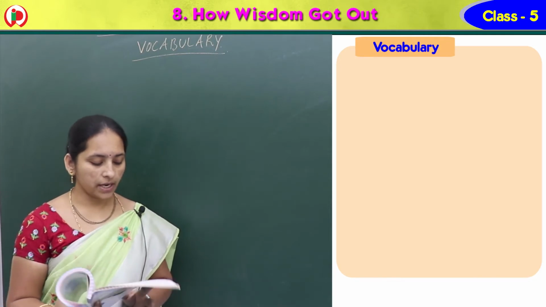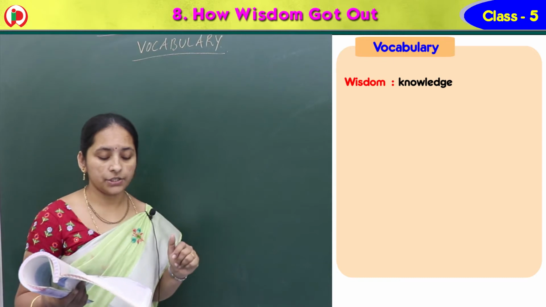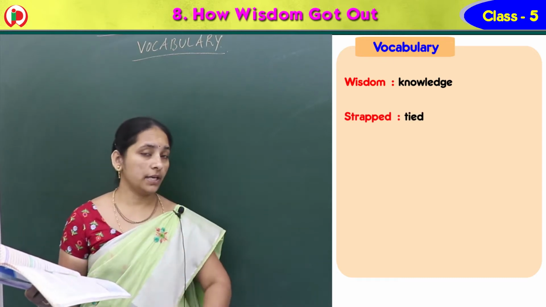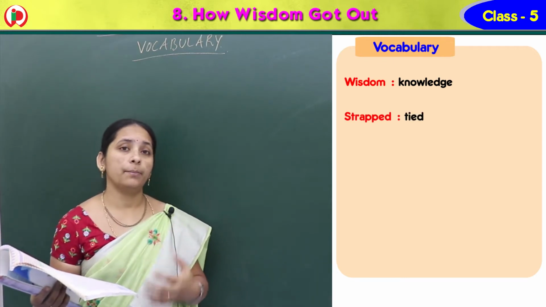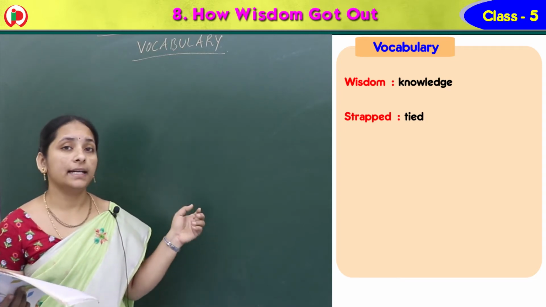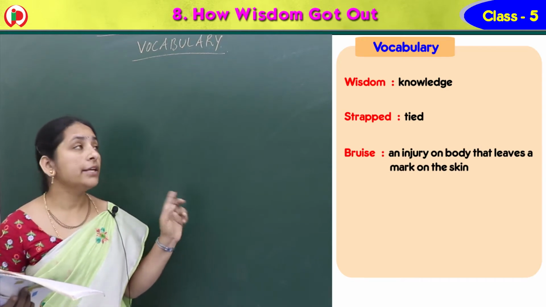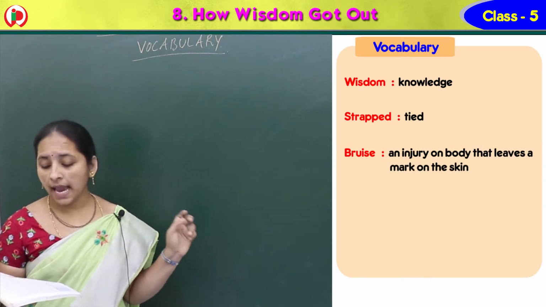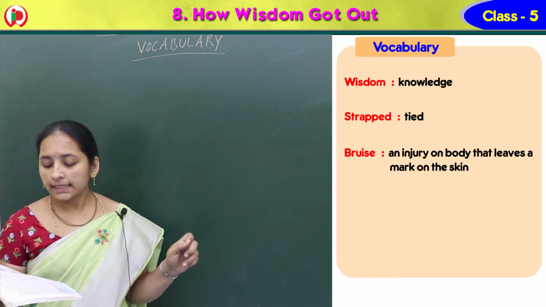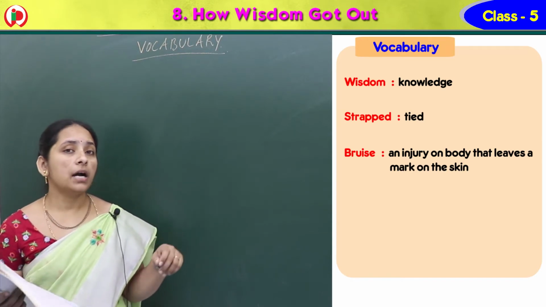So, now see this one. First one is wisdom. Wisdom means what? Very good. Knowledge. Strapped. He strapped the top part before him, the front part of him. So strapped means tied tightly. And bruise. Bruise means an injury. Bruise means an injury on the body that leaves a mark on the skin.